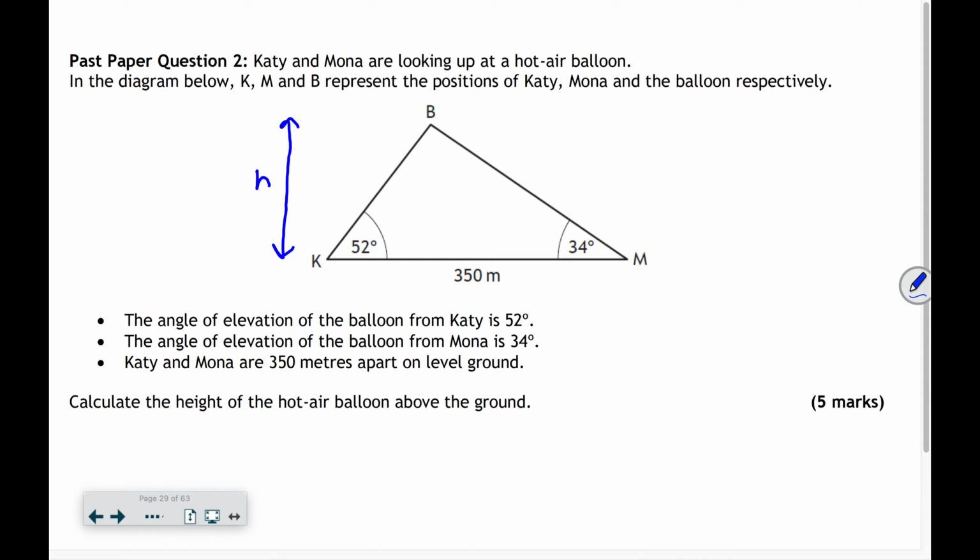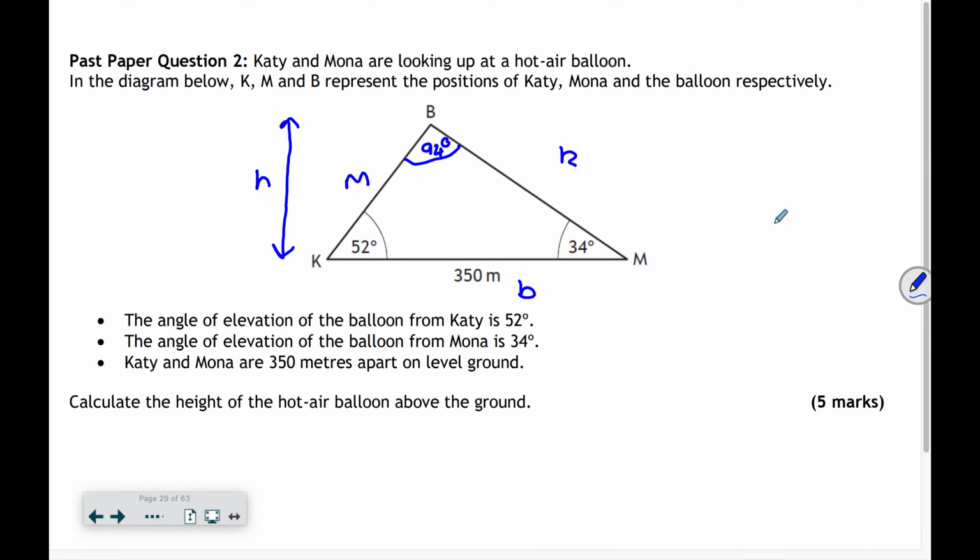With regards to the two angles, remember, no matter what situation you're in, always make sure you use the fact that you've got two angles and you can find the third angle straight away. You might need it, you might not. So 52 and 34, that means this angle up here would have to be 94 degrees. So let's label our triangle. This will be side K, this will be side B, and this will be side M.